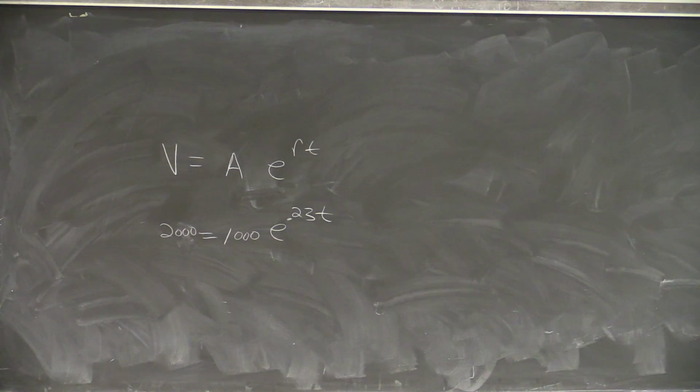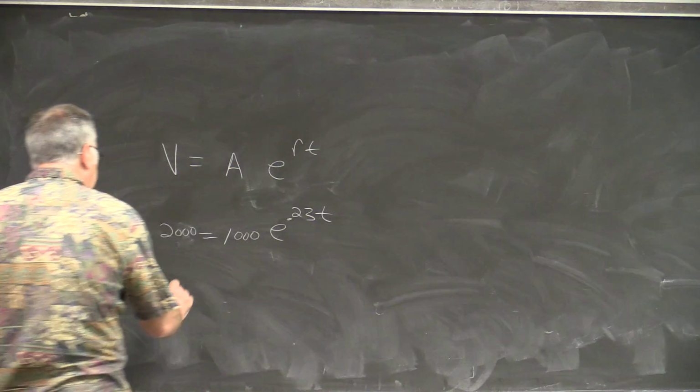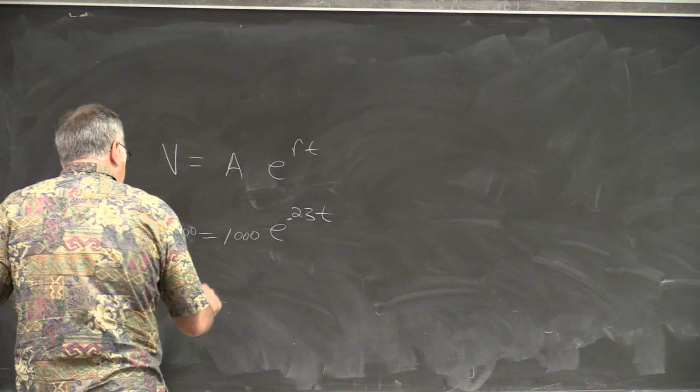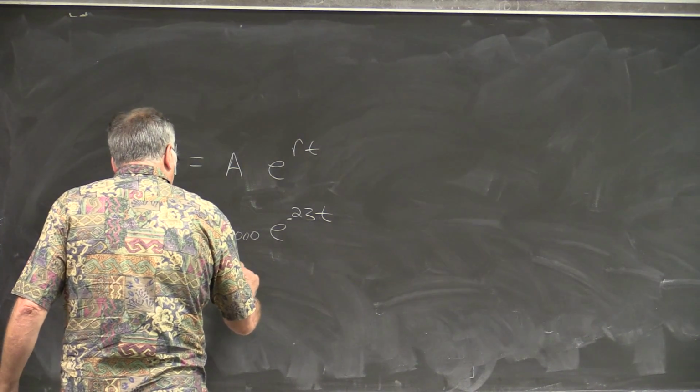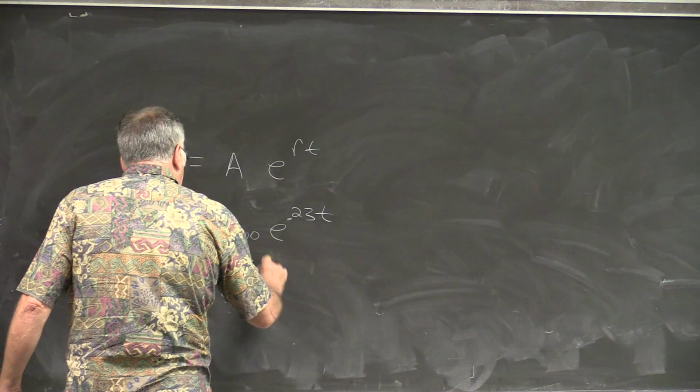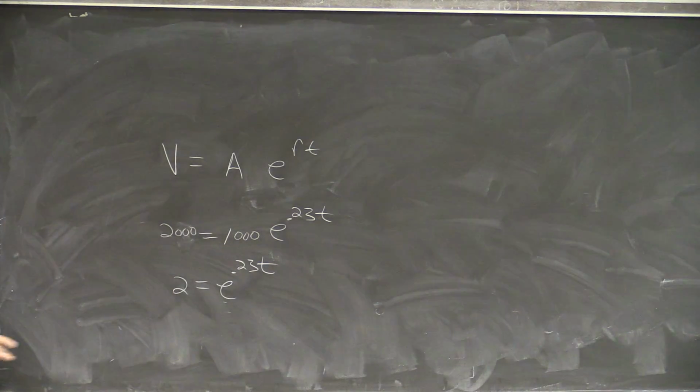Well, in this problem we're solving for t. First of all, you could divide both sides by 1,000. You get 2 equals e to the 0.23t, and you want to solve for t. You could just do it by trial and error, plugging in values of t until the left-hand and right-hand sides are the same.